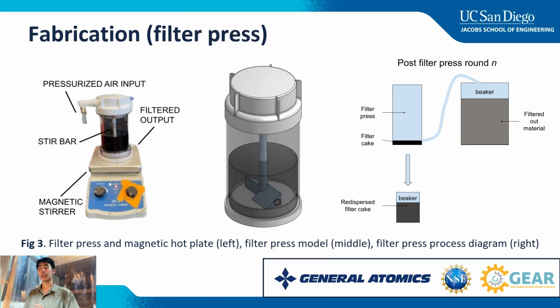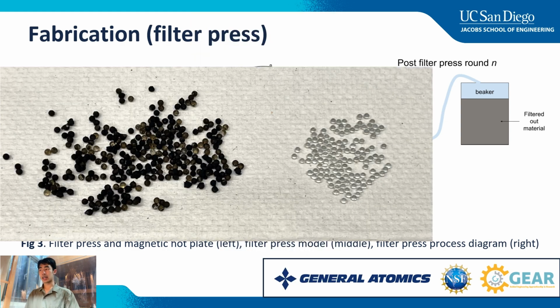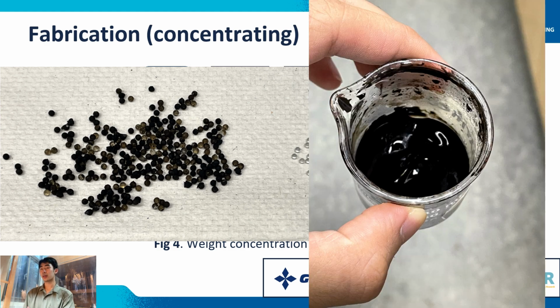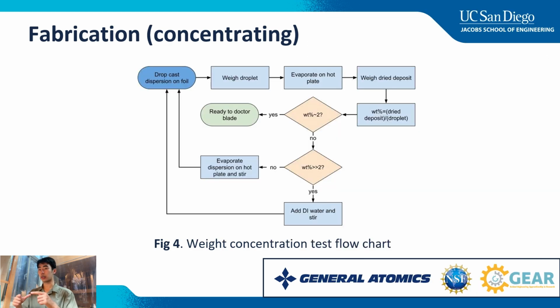I then used a combination of superabsorbent polymer beads and evaporation via hot plate to concentrate the dispersion to 20 mg per milliliter, or 2.8%, to get an optimized domain size in the liquid crystal.